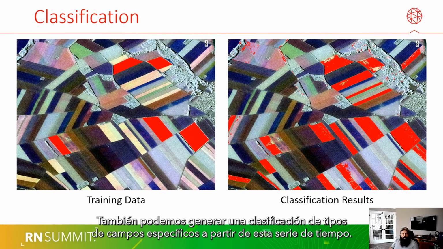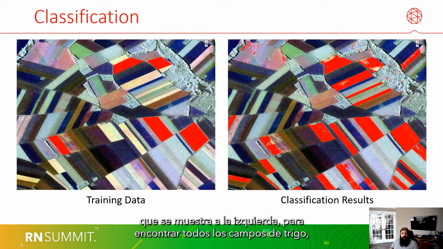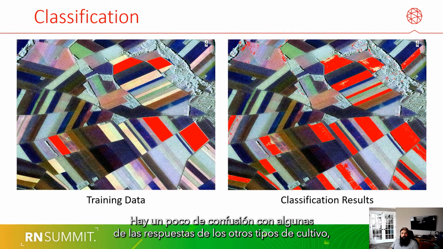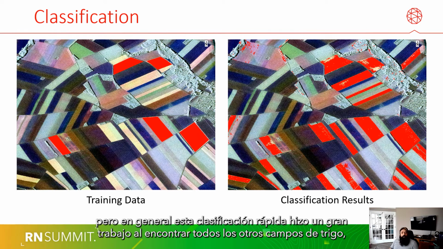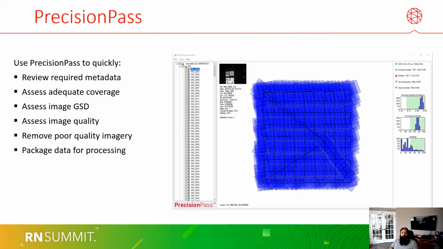We can also generate a classification of specific field types from this time series. The example on the screen used training data over the entire time series, shown on the left, to find all fields of wheat, shown on the right. There's a little bit of confusion with some of the other crop types, or crop responses, but overall, this quick classification did a great job of finding all other wheat fields, and then could be used to create shapefiles and track their temporal changes for comparison.